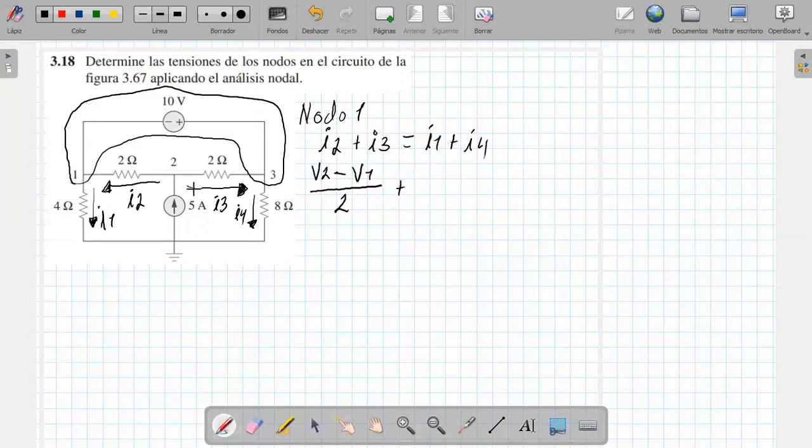Plus the current I3, which is the one that comes here. The same would be V2, V2 minus V3, all over 2 ohm. It will be equal to the current I1. The current that I put here is 1 out of 4, only 1 out of 4, because this point is the Earth, it would be 0. There is no voltage, plus current and 4, which would be V3 over 8.